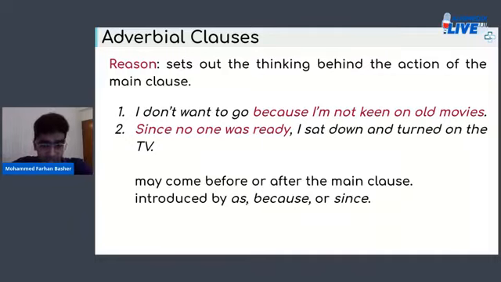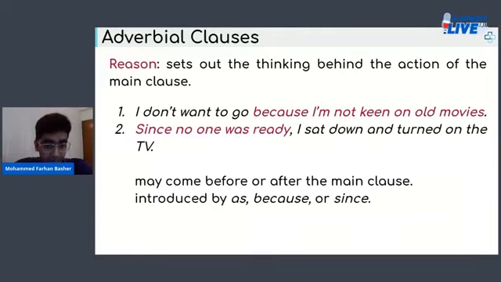So this friend of yours doesn't want to go to watch a film at a cinema hall, and you ask him, why don't you want to go? And he answers, I don't want to go because I'm not keen on old movies, meaning I'm not interested in old movies. So because I'm not keen on old movies is again an adverbial clause, a dependent clause.